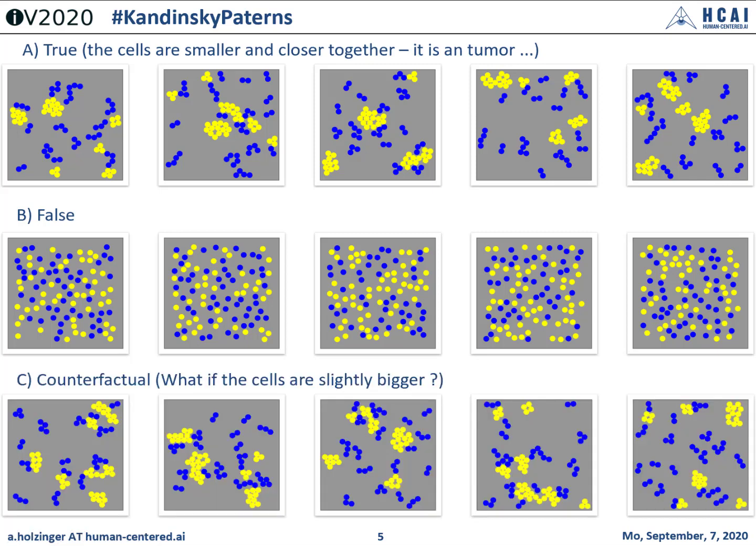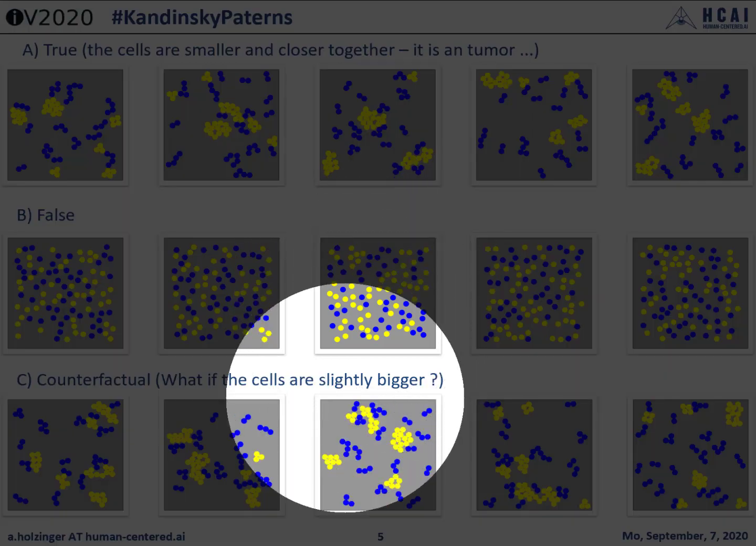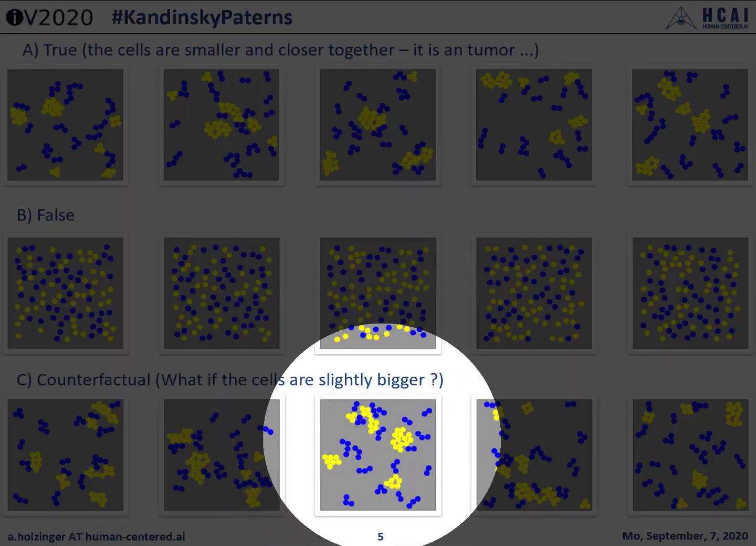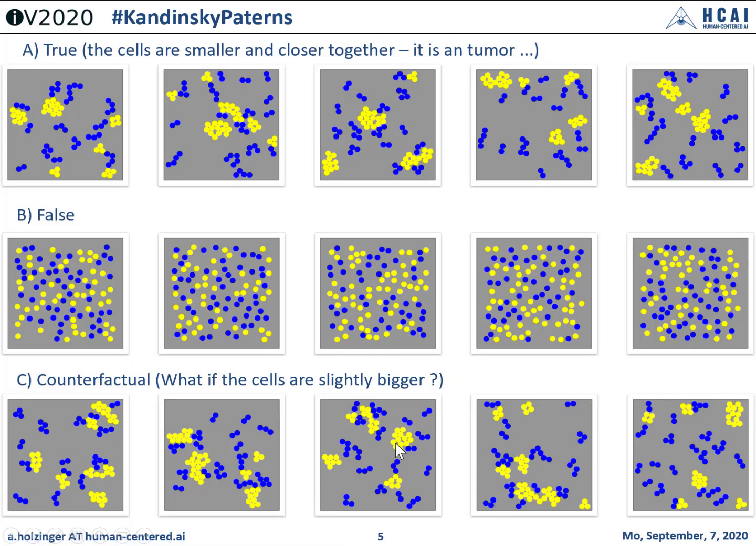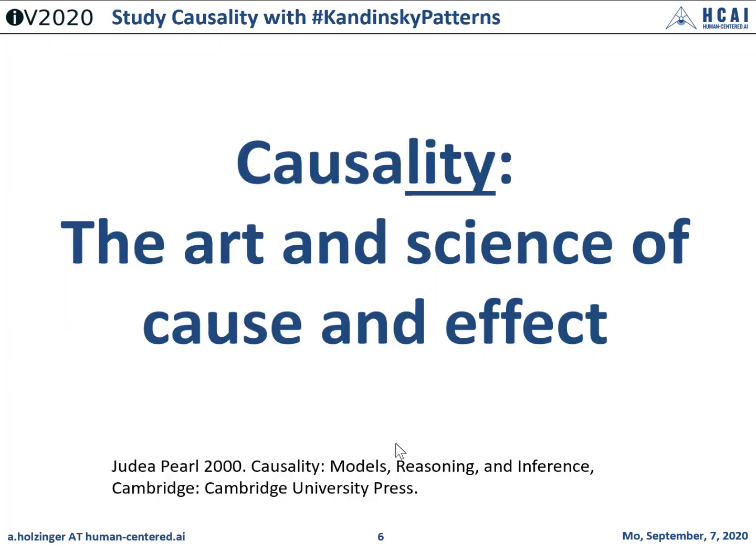But, and this is the most important, we can also produce counterfactuals. These are causal models which allow to ask and to answer counterfactual questions. For example, what if the cells are slightly bigger? A big advantage of this counterfactual generation is that this can be considered as a post hoc explanation procedure which can act independent from any classifier. So this is a very central work in explainable AI.